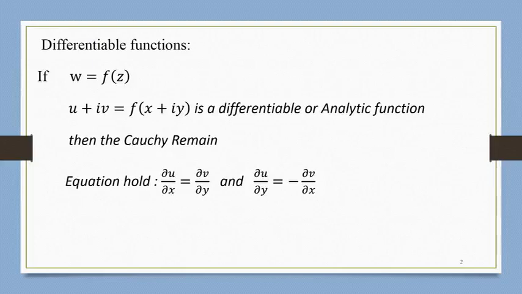So if you find the derivatives of the function u with respect to x and y, and the derivatives of the function v with respect to x and y also, and they satisfy these two conditions, we know the Cauchy-Riemann equations hold. After that we can say that this function is differentiable, or an analytic function.